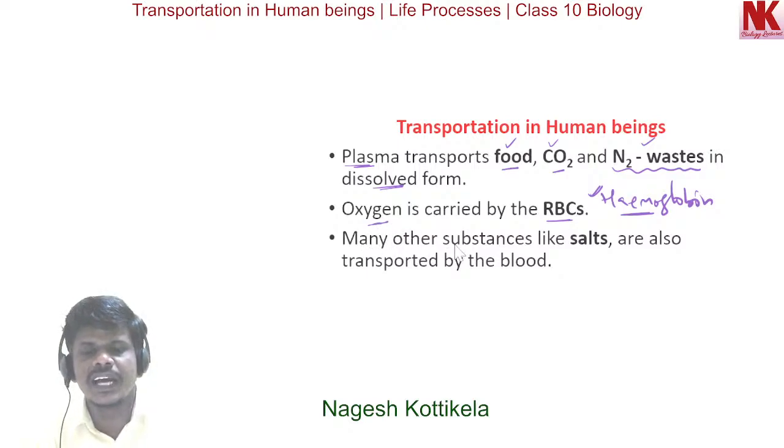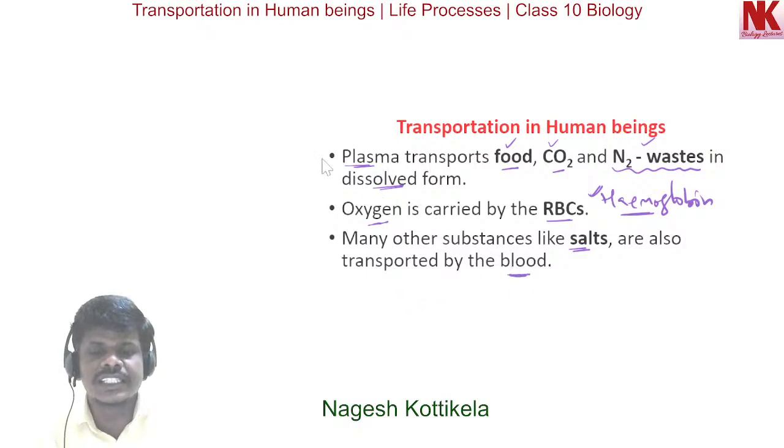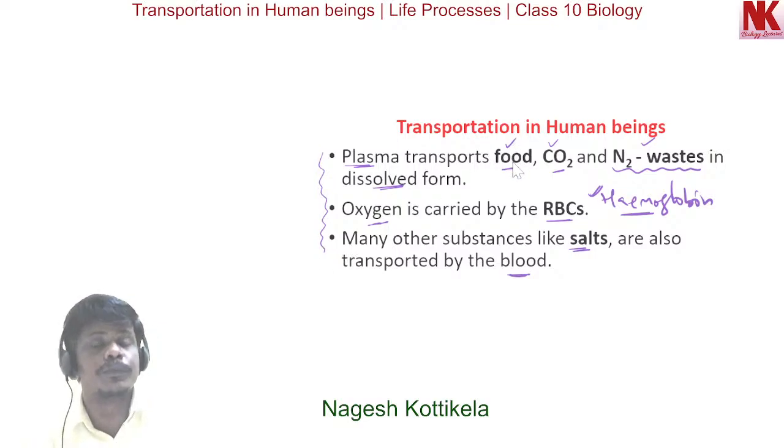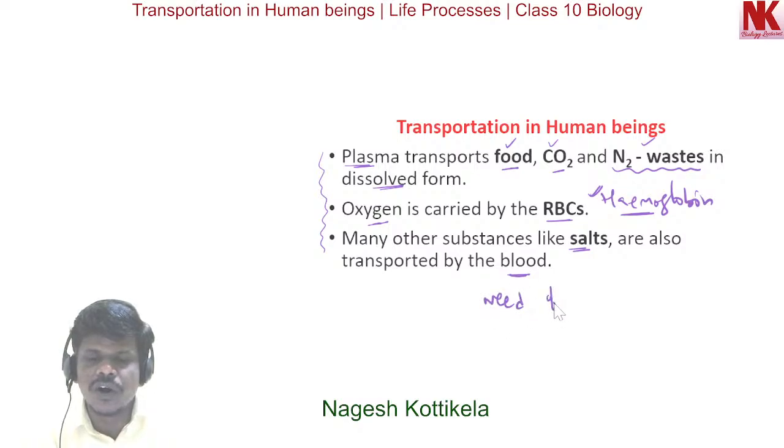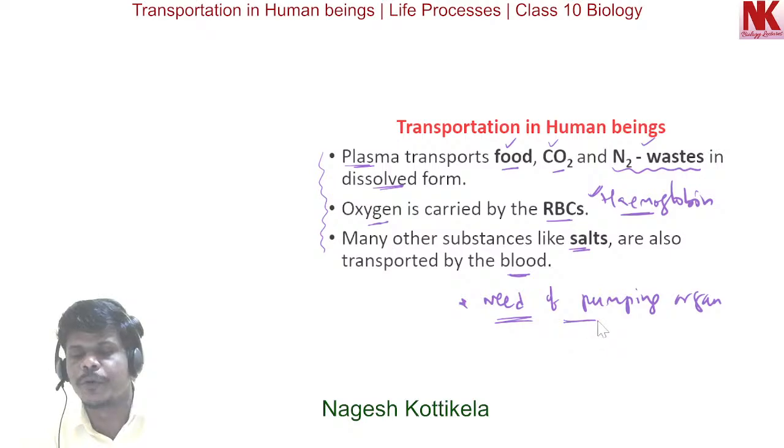Many other substances like salts are also transported by the blood. So these are the various substances transported by blood: food materials, carbon dioxide, nitrogenous waste, oxygen, various salts, hormones, and many other things. Thus, we need a pumping organ, because all these substances have to be transported from one part of the body to another part.